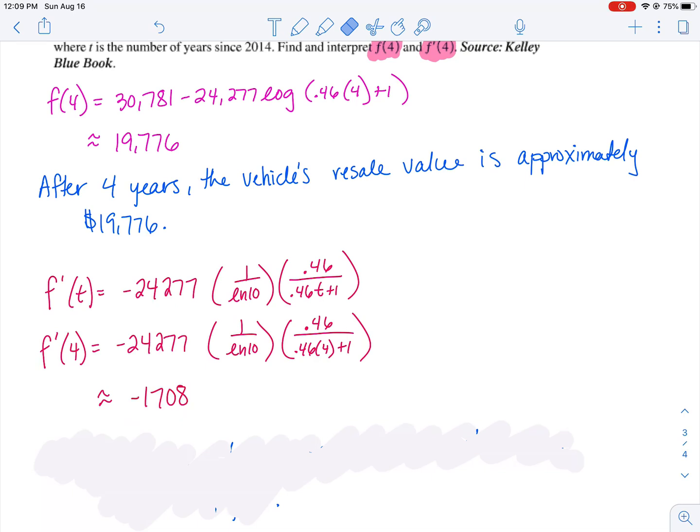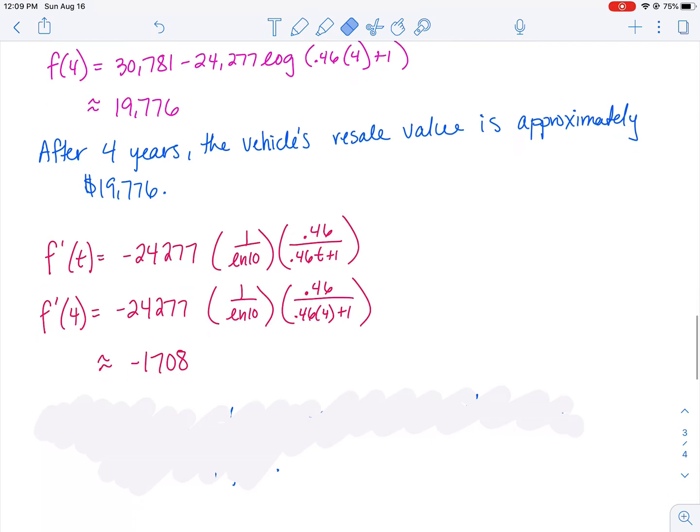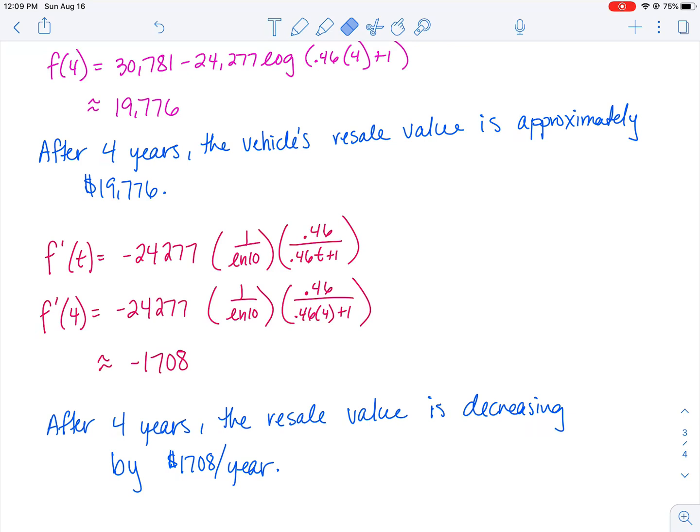All right, I ended up getting negative 1,708. So what does that mean? Well, when does this happen? What is happening? And what is our answer with correct units? Well, this is happening in 2018, or 4 years after 2014. The resale value is decreasing because of that negative, and it's decreasing by $1,708 per year at that moment. My car is losing value, losing over $1,700 of value per year in 2018. So I need to make sure that I sell this bad boy so I don't continue to lose value, right?